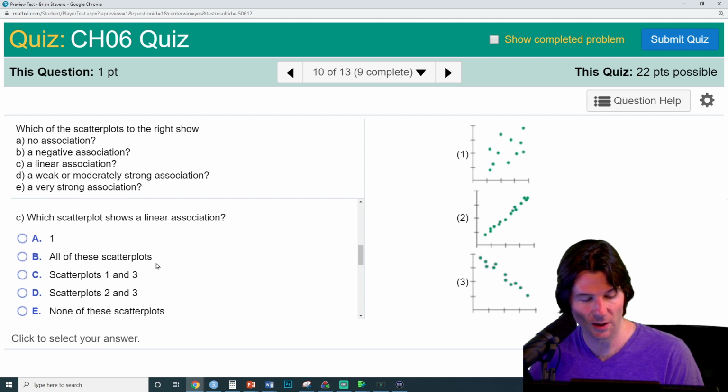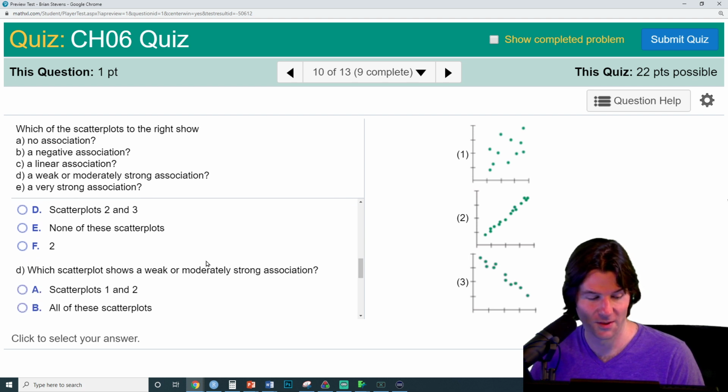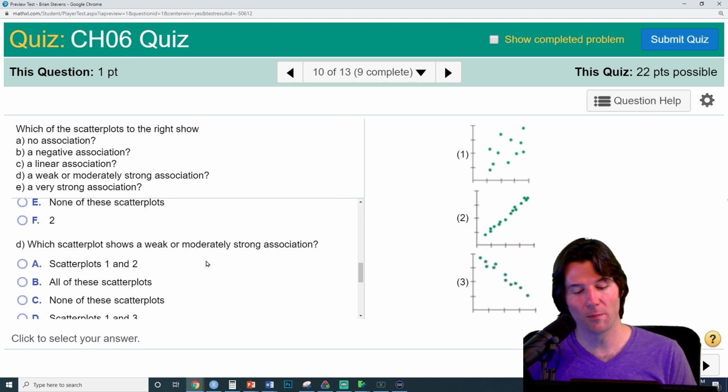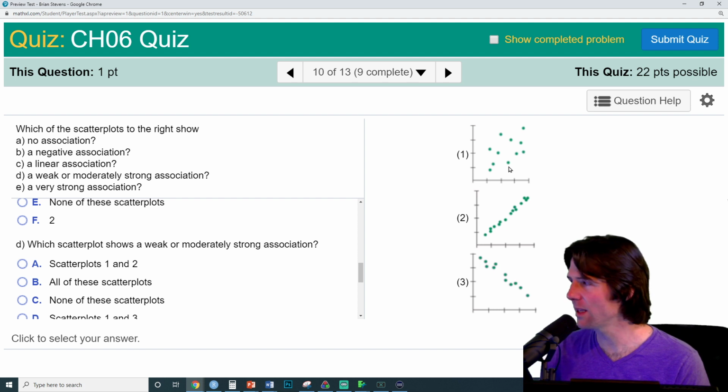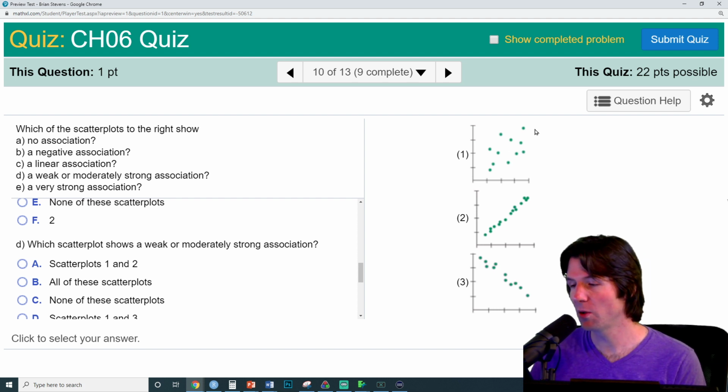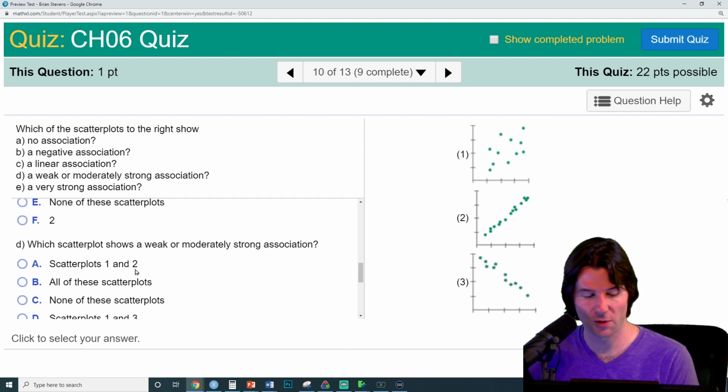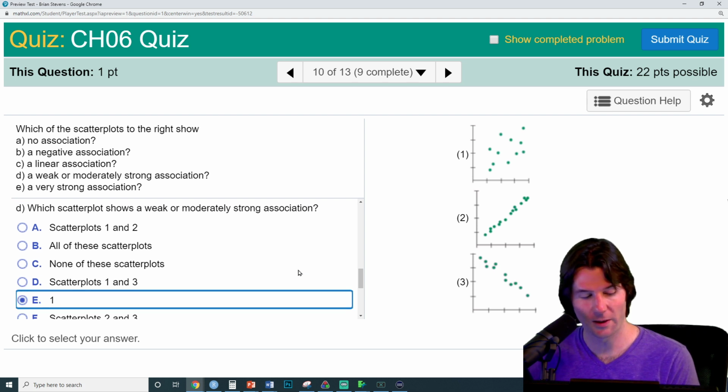Which scatterplot shows a linear association? They all do. Hopefully I got that one right. Which scatterplot shows a weak or moderately strong association? I think they updated this a few semesters ago because you could call this weak. You could call it moderately strong. Scatterplot 1 is the way to go.